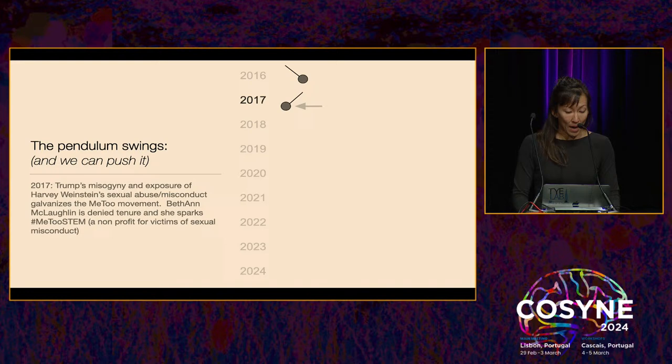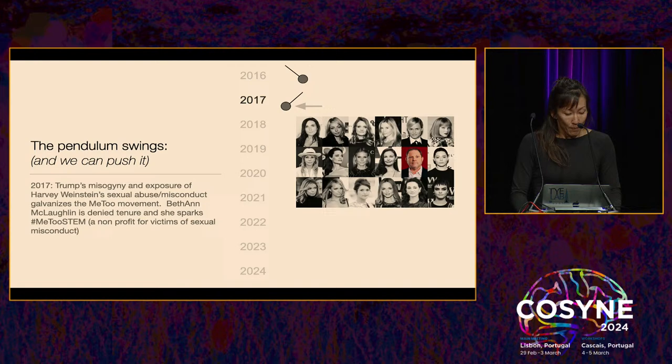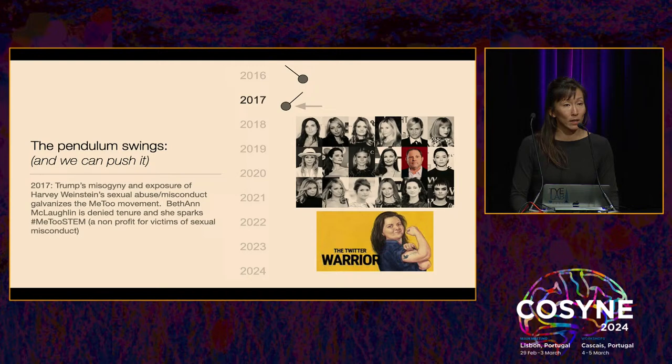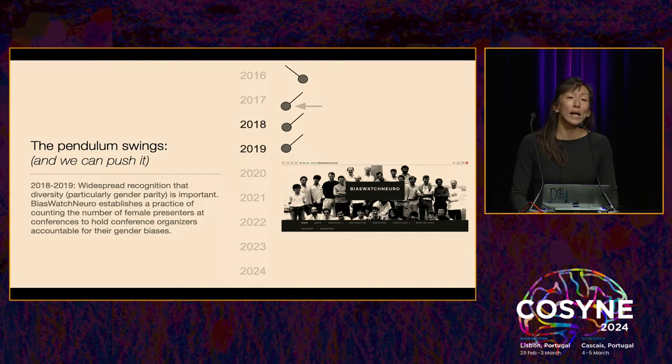But actually, I feel like Trump's misogyny and the exposure of Harvey Weinstein's sexual abuse and misconduct galvanized the Me Too movement. Bethann McLaughlin was denied tenure in 2017 and sparked the hashtag MeTooSTEM movement, and this was a big time. 2018 and 2019, I would have said widespread recognition that diversity, particularly gender parity, is important.